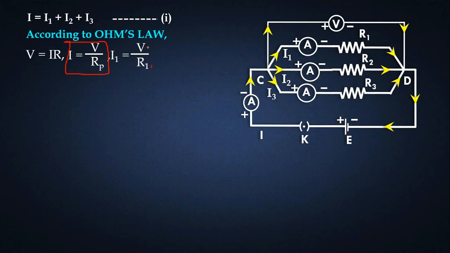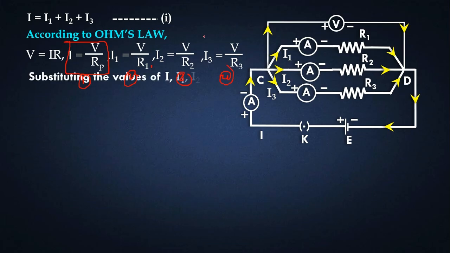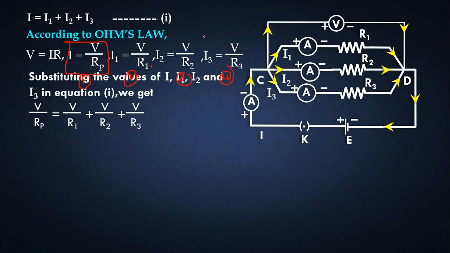Then I1 is equal to V by R1. V is constant. So V by R1, and I2 is equal to V by R2, and I3 is equal to V by R3. Now substitute these four values, first one, second one, third one and the fourth one, in the above equation. So by substituting these values we will get V by Rp is equal to V by R1 plus V by R2 plus V by R3. Is it right?